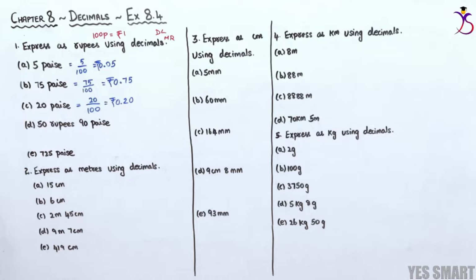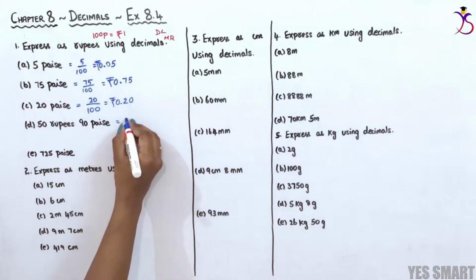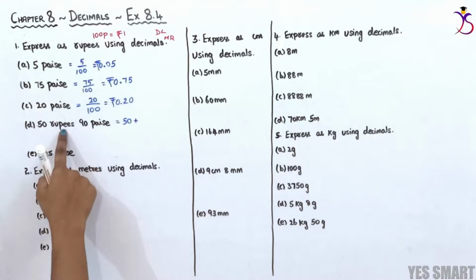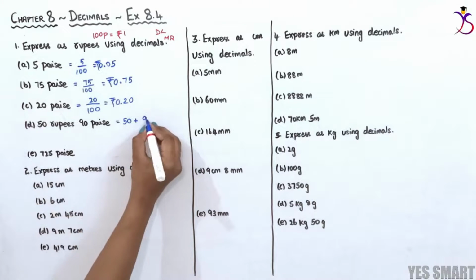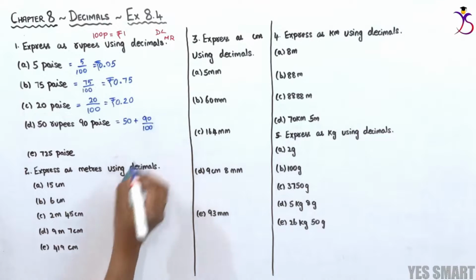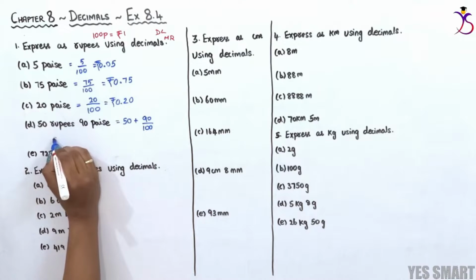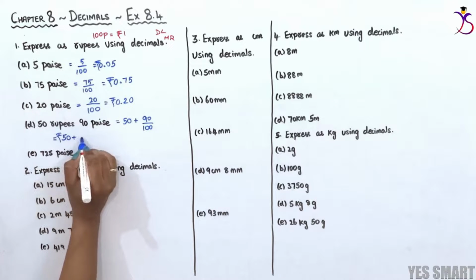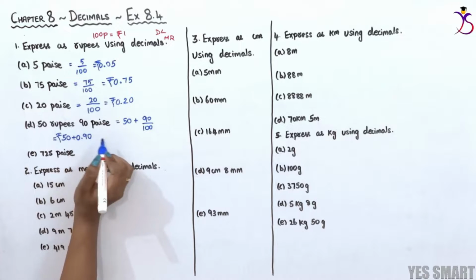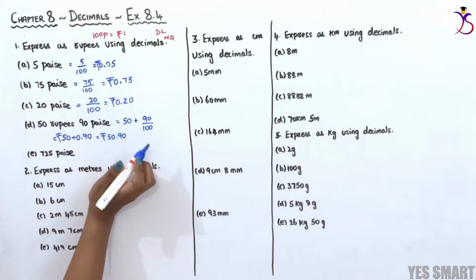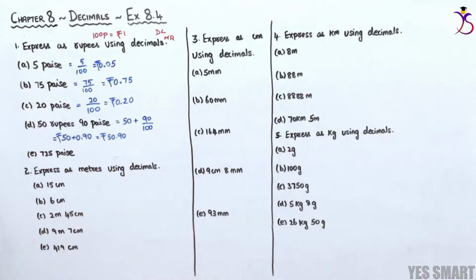50 rupees 90 pies. We will add the 50 rupees to the converted rupees itself, because the answer should be in rupees. So for 50 rupees, I'll just write 50 plus this 90 pies, which I'll convert to rupees so that I can add both the rupees together. 90 pies is 90 by 100. The same way, we have to move the decimal 2 places to the left. So 90 by 100 is 0.90. Now let's add it together. Therefore rupees 50.90. Just a simple decimal addition.